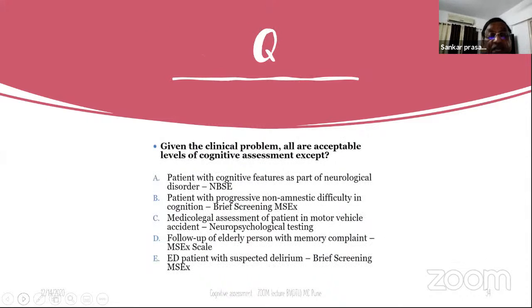So let's have a question. Given the clinical problem, all are acceptable levels of cognitive assessment except one of these. Patient with cognitive features as part of a neurological disorder, you do a neurobehavioral status examination. Patients with progressive non-amnestic difficulty in cognition, you do a brief screening mental status examination. Medico-legal assessment of a patient in a motor vehicle accident, you do neuropsychological testing. Follow-up of an elderly person with memory complaint, you use a scale, MoCA or MMSE. And an emergency patient with suspected delirium, a brief screening mental status examination. Out of these, all are acceptable except one.